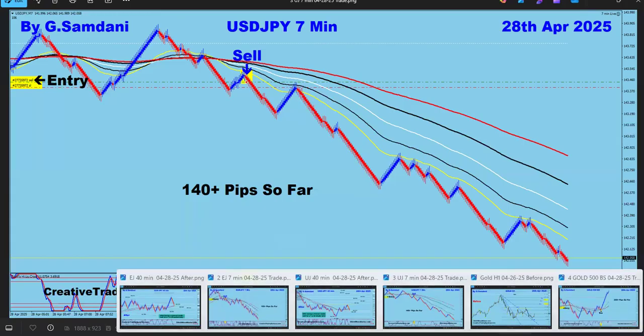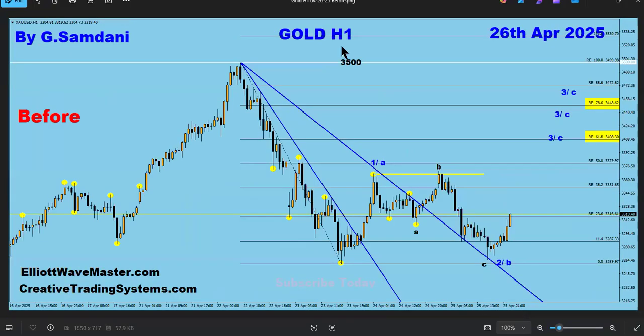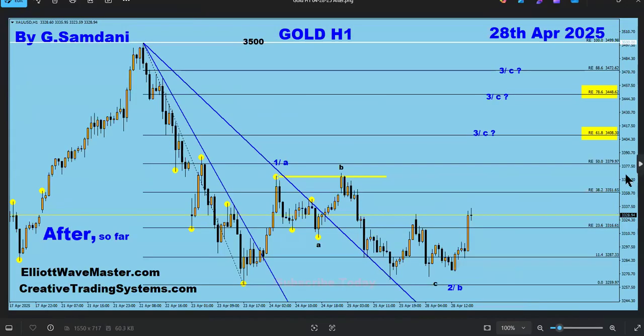Similarly, I had this gold chart made on the Saturday, saying that this is my Elliott wave count. This is wave 2B, and then it's supposed to be going up there, to 3 or C. So when the market opens up, it first starts to drop, to retrace for this move, right? And then it starts to go to the upside. Let me show you. This is what happened.